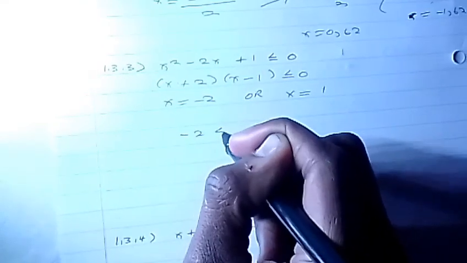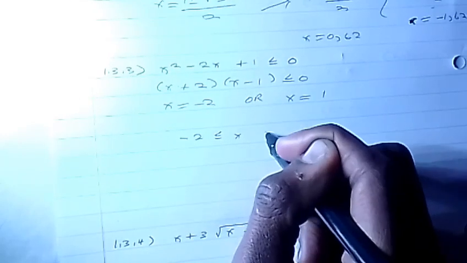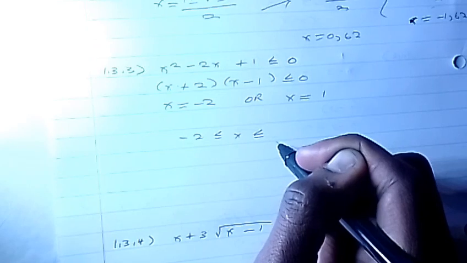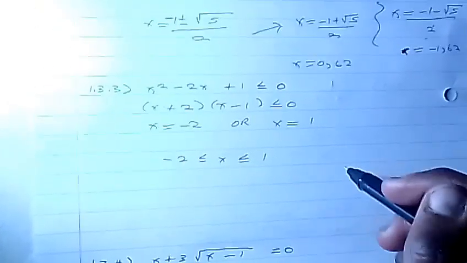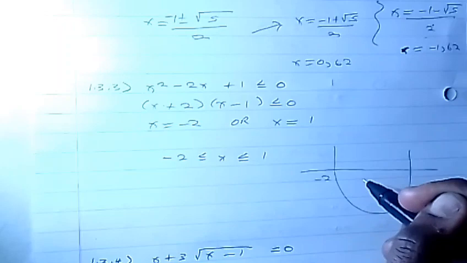So it's going to be negative 2 is less than or equal to x, and x is smaller than or equal to 1. Alright, this is our inequality. And then in order to draw the graph, you draw it like this, with negative 2 and 1.